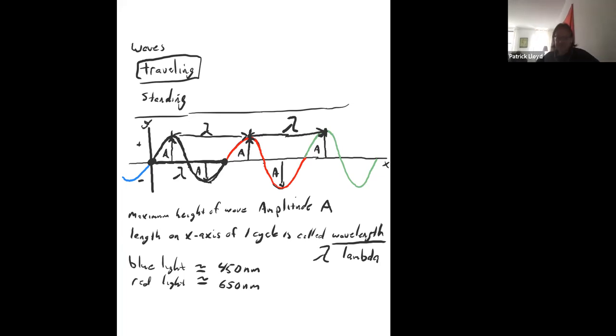So what I would like to do at this stage is show you what's called the electromagnetic spectrum. Okay, so I'm going to come over here.